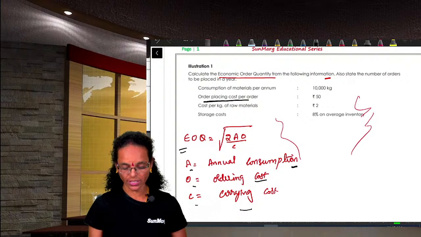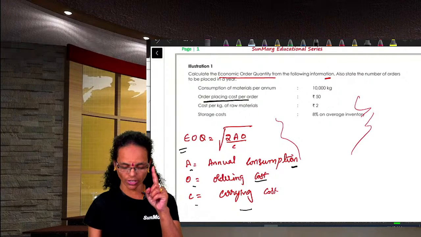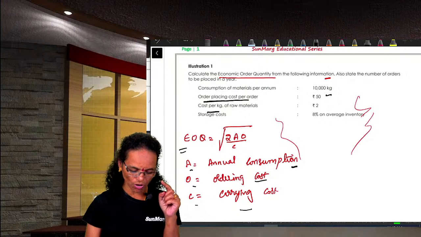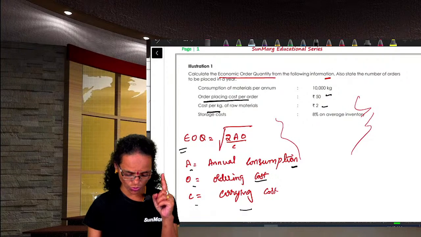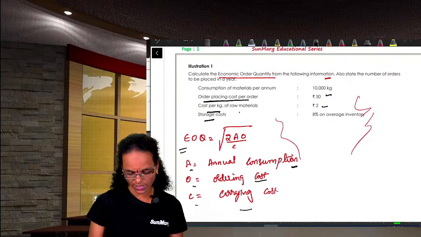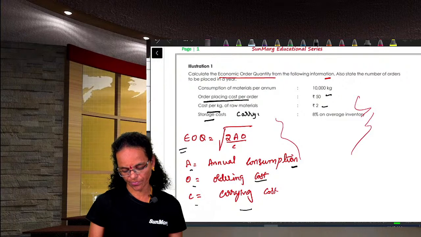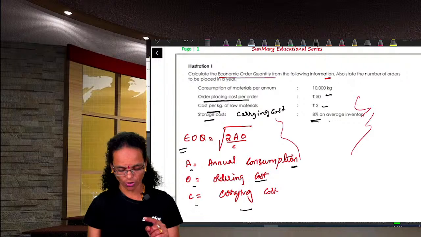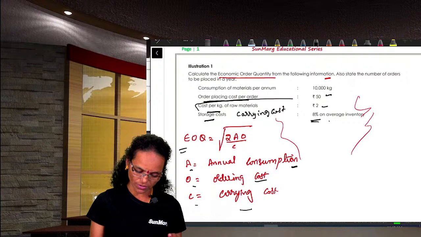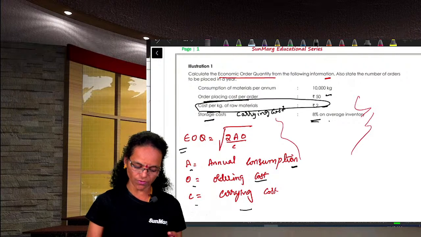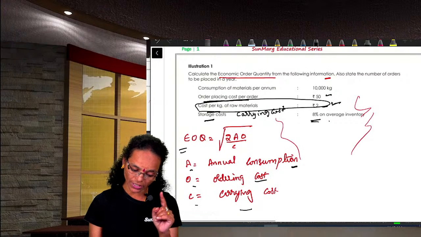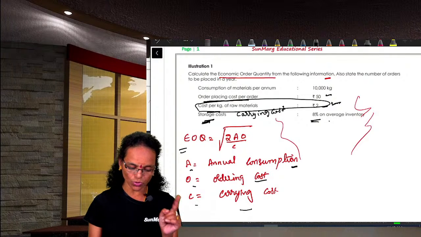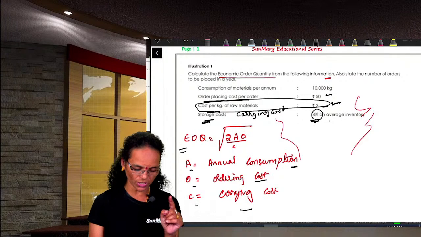Order placing cost, that is ordering cost for placing one order, is 50 rupees, and the cost per kg of raw material is 2 rupees. Storage cost is nothing but carrying cost. Carrying cost is 8% on the inventory cost. This is the inventory cost. Cost per kg of raw material is 2 rupees, so the storage cost is 2 rupees into 8%.